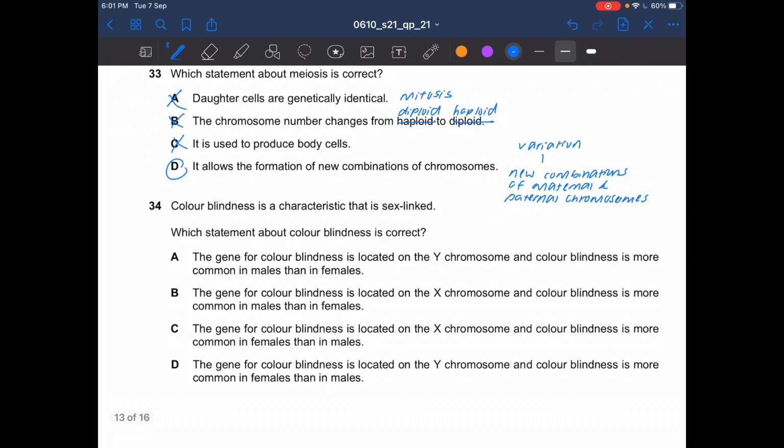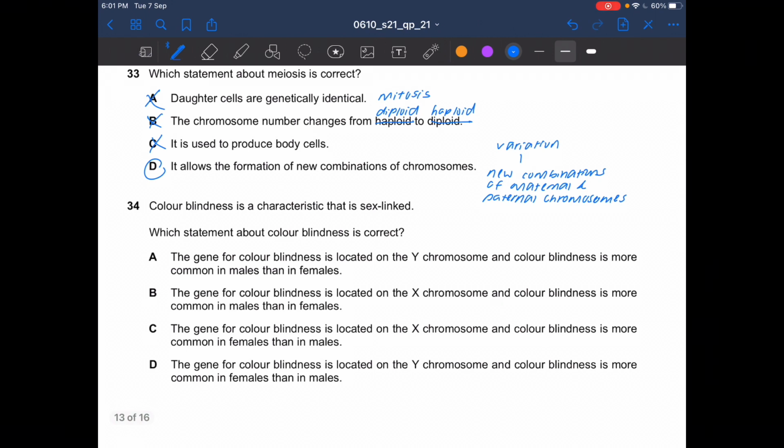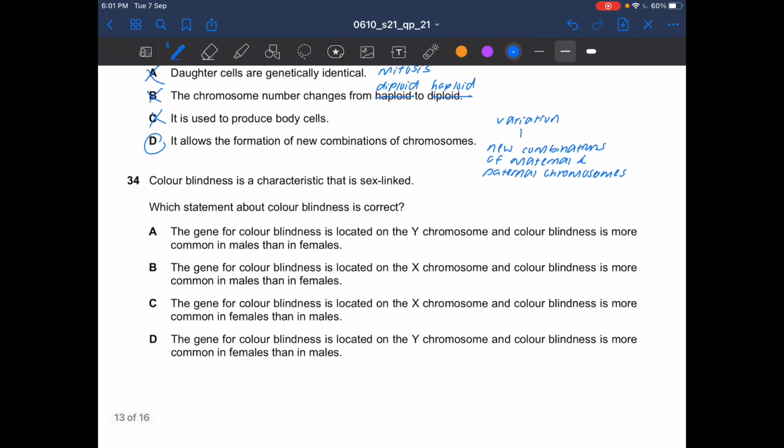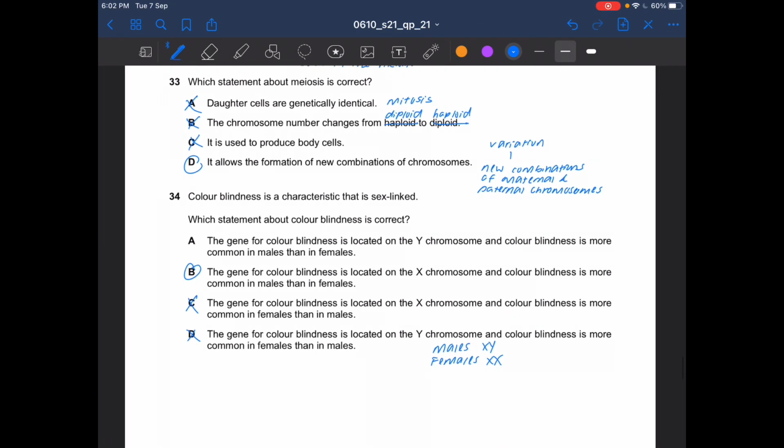Next question. Color blindness is a characteristic that is sex-linked. Which statement about color blindness is correct? Color blindness is actually more common in males, so it's not A, not C, not D, and it's actually located on the X chromosome, so the answer should be B. Males have the XY chromosomes, while females have the XX chromosomes. Hence, the probability of males having color blindness is higher.